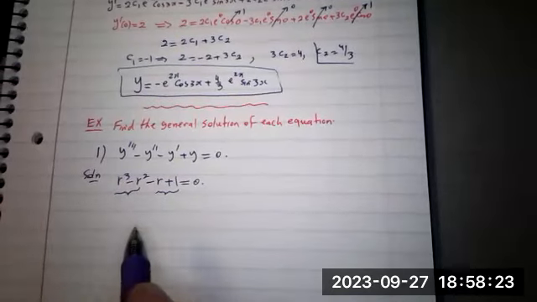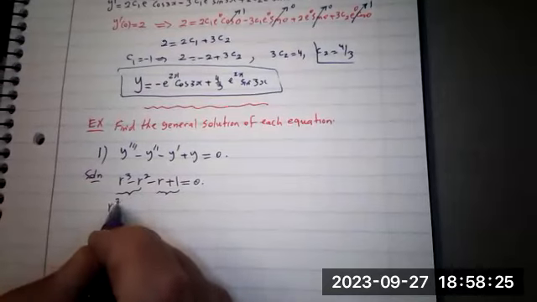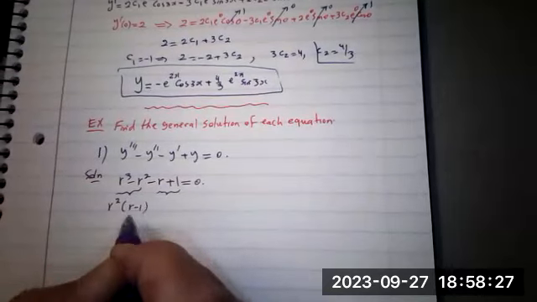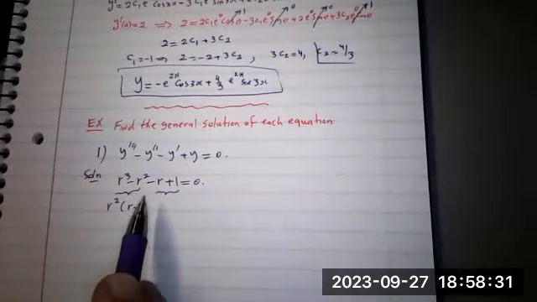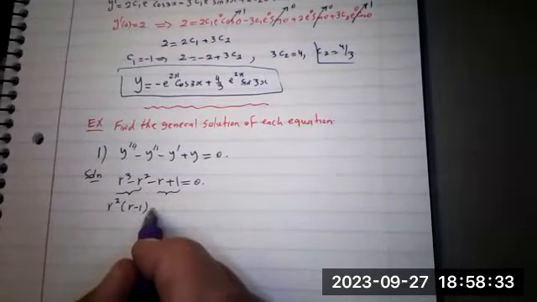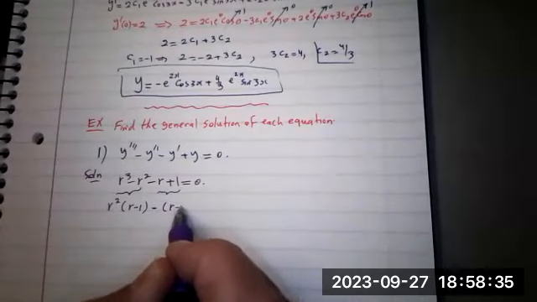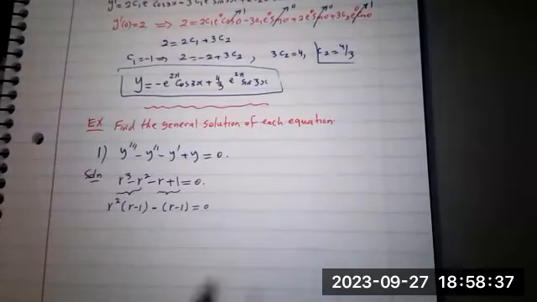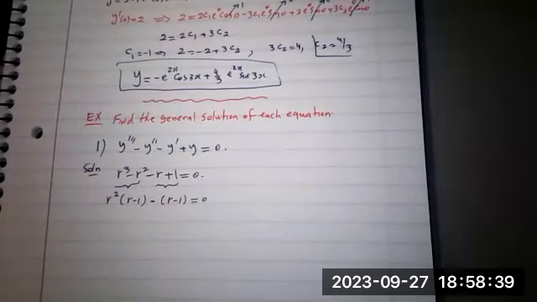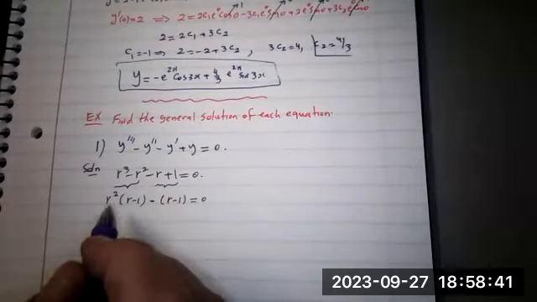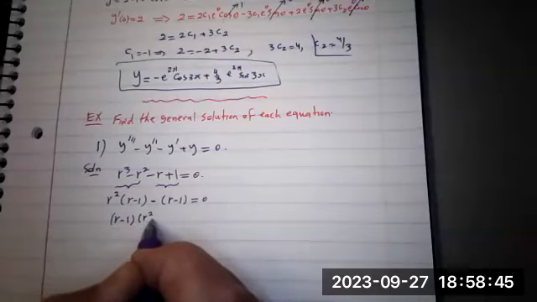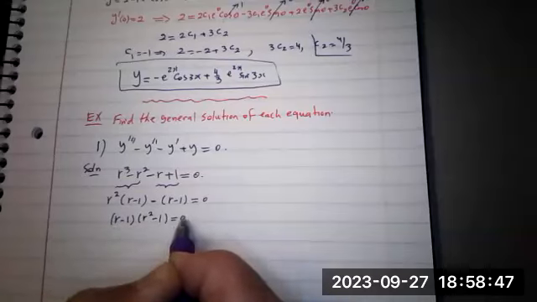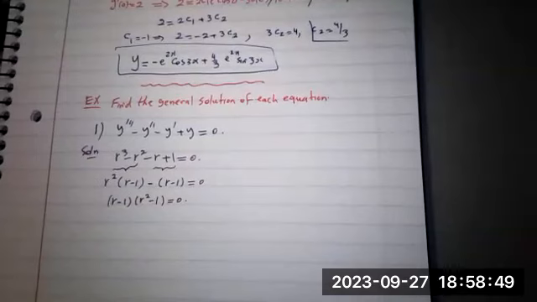Okay, for the first one, you factor out r squared. So that gives r minus 1. For the second group, you need r minus 1, so you factor out the negative sign. So that gives you r minus 1 again. So we have a common factor. Common factor is r minus 1. So that gives (r minus 1)(r squared minus 1) equal to 0.